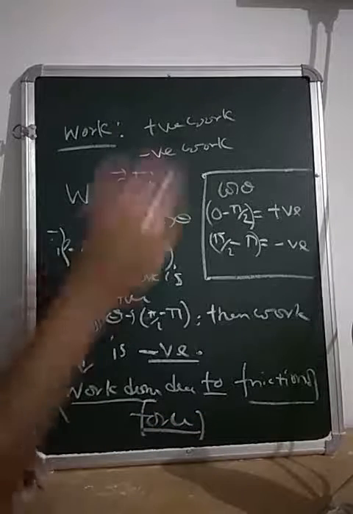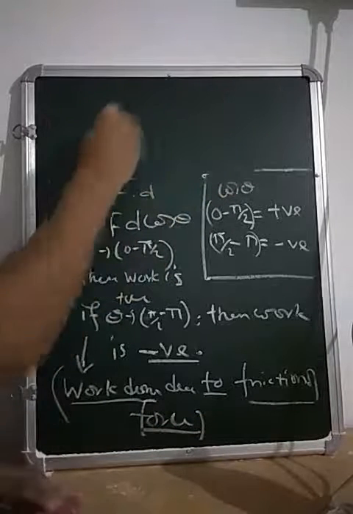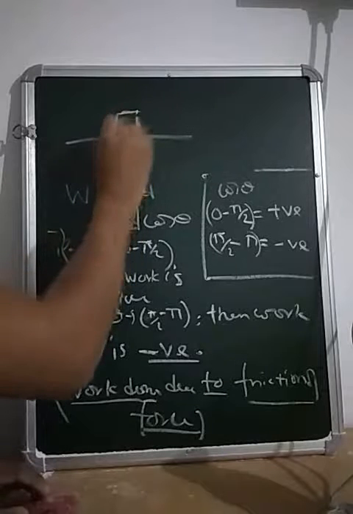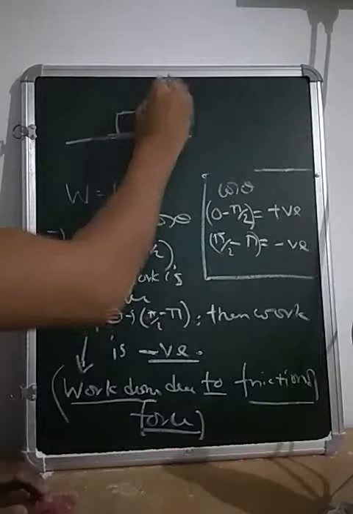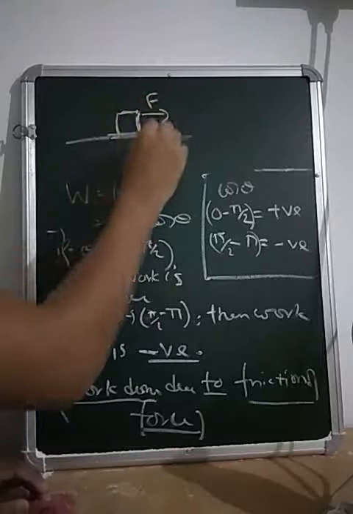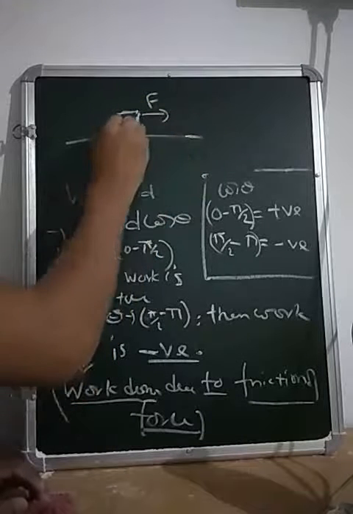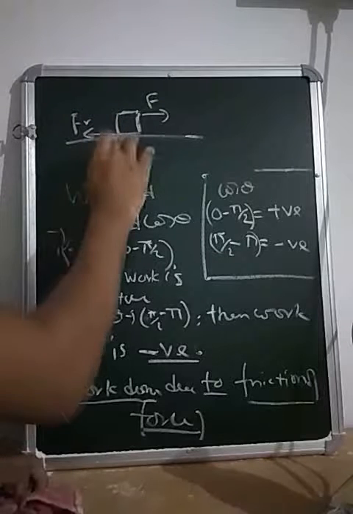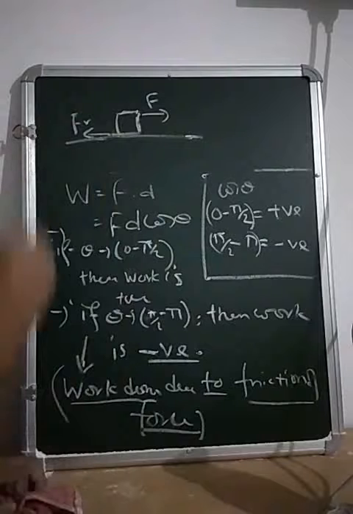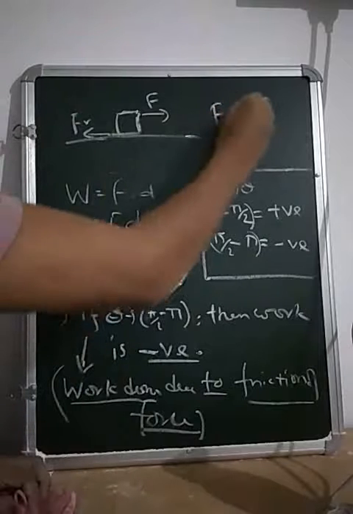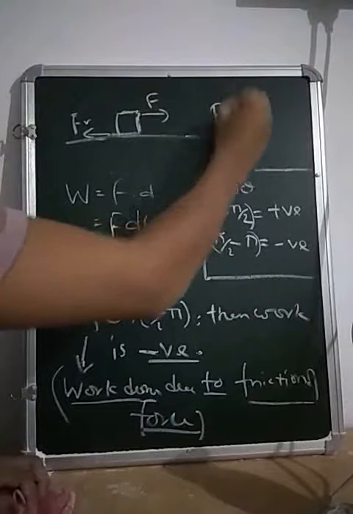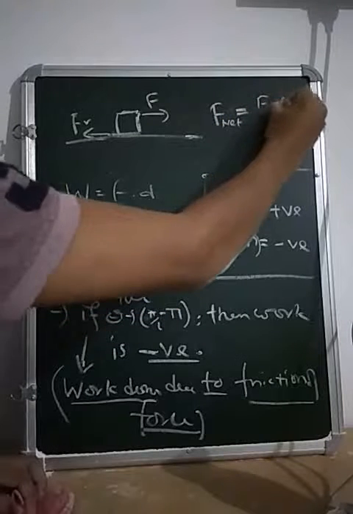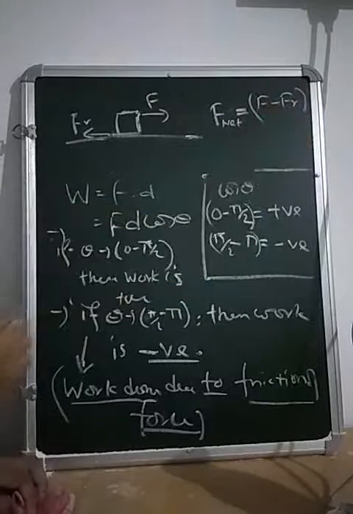When you move an object on a rough surface, there is always a frictional drag. In this case, how do we calculate the net force? F net is equal to F minus F1. This is the net force.